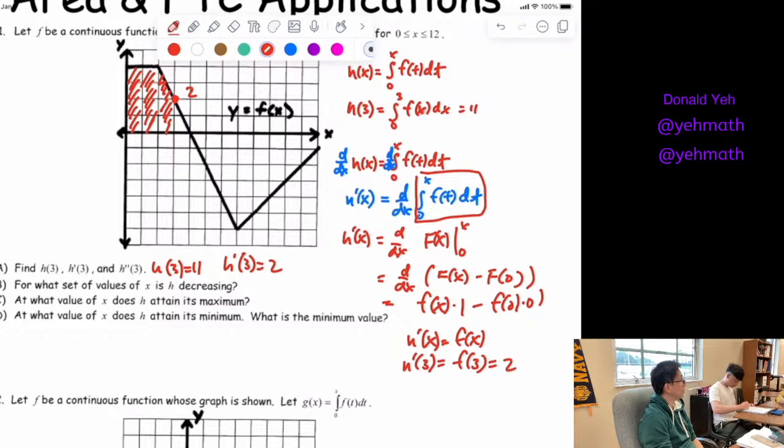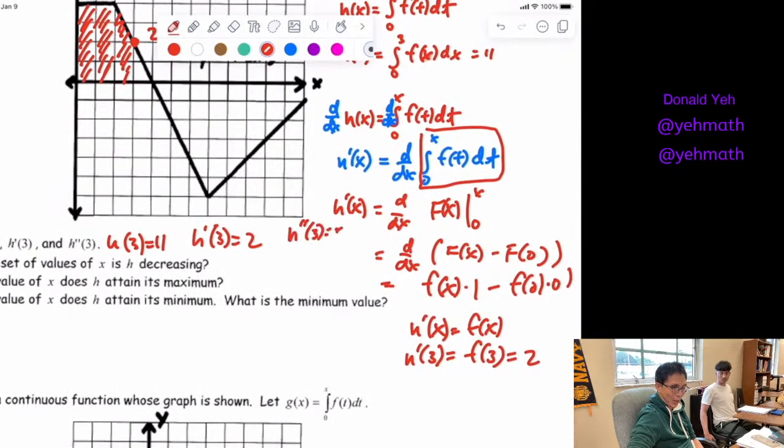What's h double prime of 3? Grace? You passed calculus, you fail algebra 1. It's just 3. No. You fail both. Negative 2. Yes. That's why I say you fail. You fail.